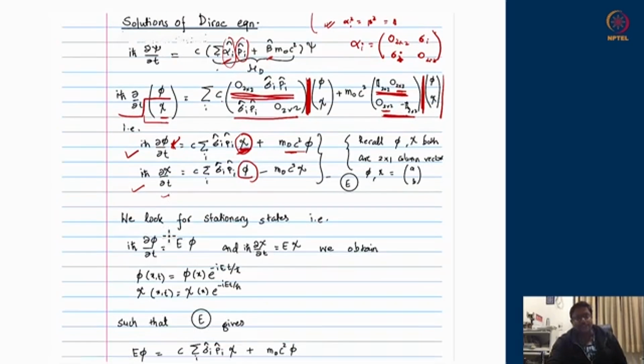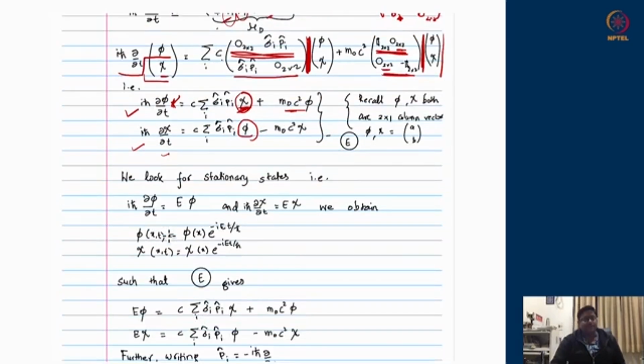Okay, so this is the coupled set of equations we end up with, and we want to look for a stationary state solution. That is to say that ψ should be coming back to itself after the iħ ∂/∂t operation, just like we had discussed in the previous classes as well. For positive energy stationary solutions, this equation should be satisfied.